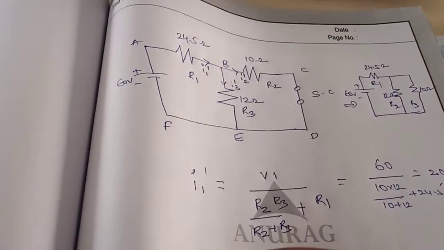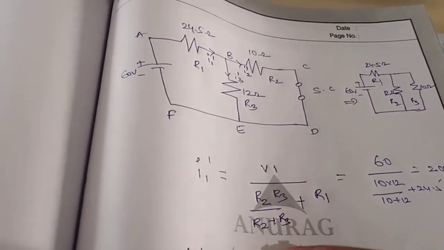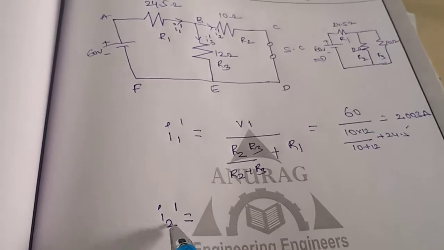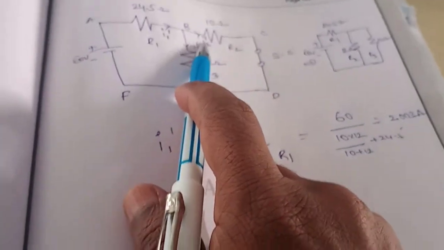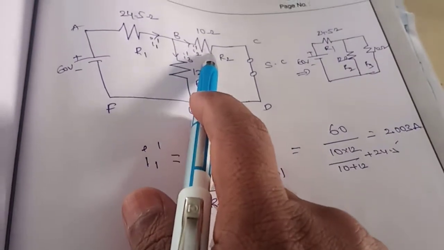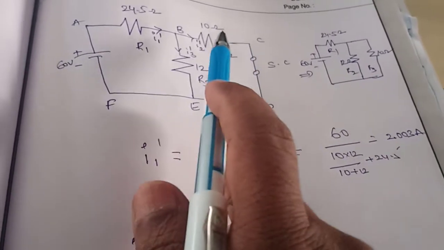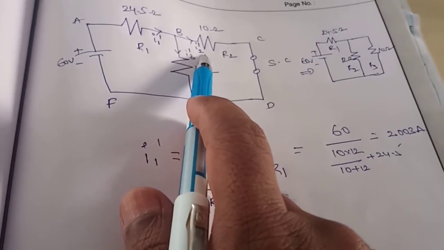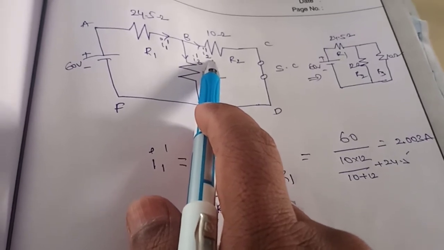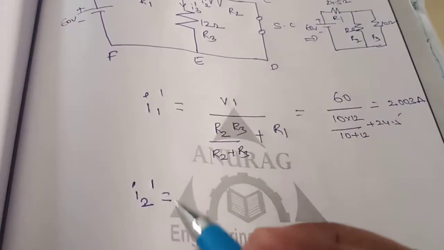Similarly, you have to find I2 dash. What is I2 dash? This is the current flowing through the 10 ohm resistance. So we need to find I2 dash, but here we do not have any voltage. So how do you find I2 dash? You have to remember the formulas for solving currents in parallel circuits. So that formula I am writing.